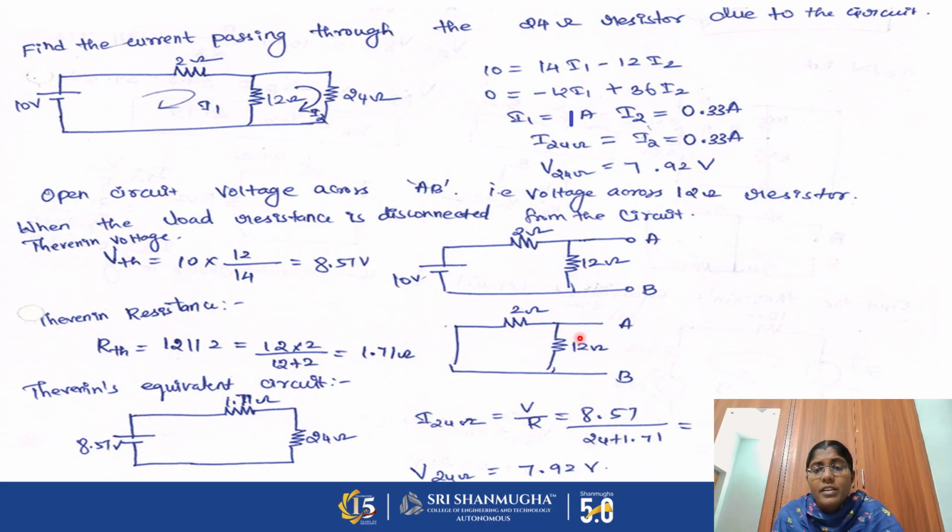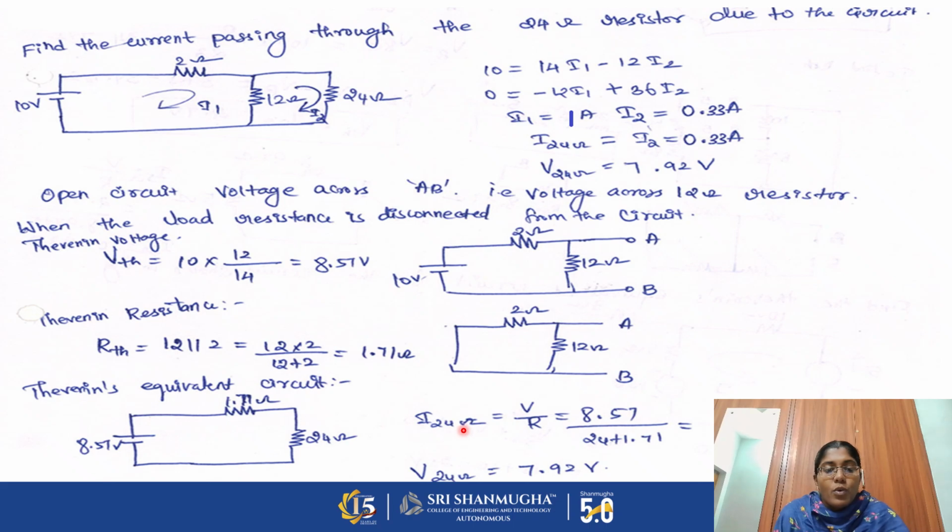So if you look from this side, this 12 ohm and 2 ohm resistors have been connected in parallel. So if you need to find out this equivalent resistance, it is 12 into 2 divided by 12 plus 2, which is equal to 1.71 ohm. So we have found the values of V Thevenin and R Thevenin. Now we need to draw the Thevenin's equivalent circuit. So V Thevenin is 8.57 volt and R Thevenin is 1.71 ohm and the load resistance is 24 ohm. So we need to make a Thevenin's equivalent circuit.